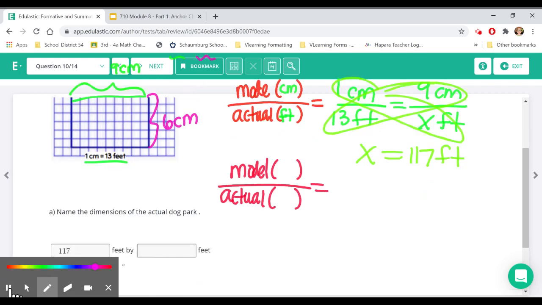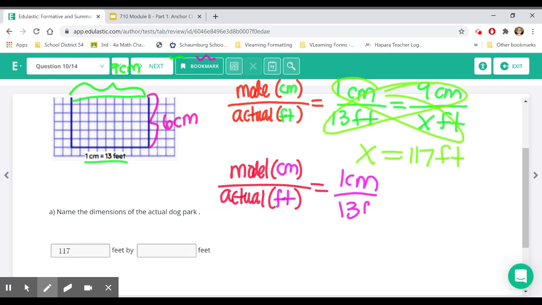Now for width, model is centimeters over feet. So that's 1 centimeter is equal to 13 feet. And that's going to be 6 centimeters to how many feet?